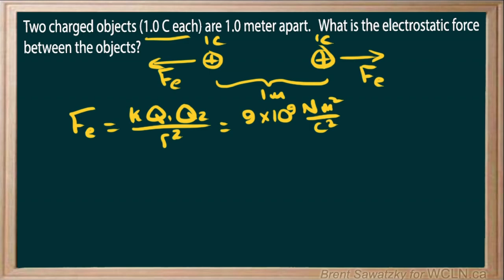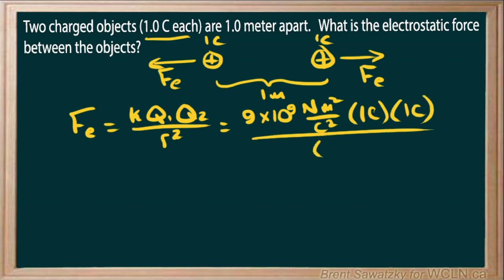And then we have the charge 1, which is 1 Coulomb, and charge 2, 1 Coulomb, and we divide that by our r squared, which in this case is 1 meter, all squared. Okay, now we were given really nice numbers here, and we can kind of continue to look at the concept more than the math, because multiplying by 1 and dividing by 1, that doesn't really have any impact.